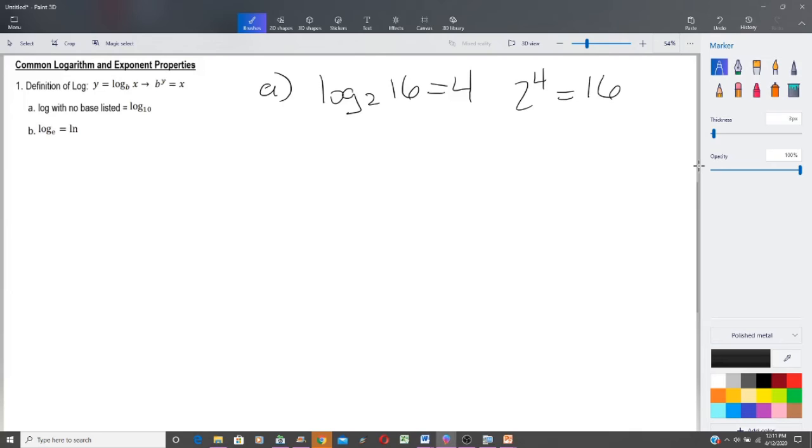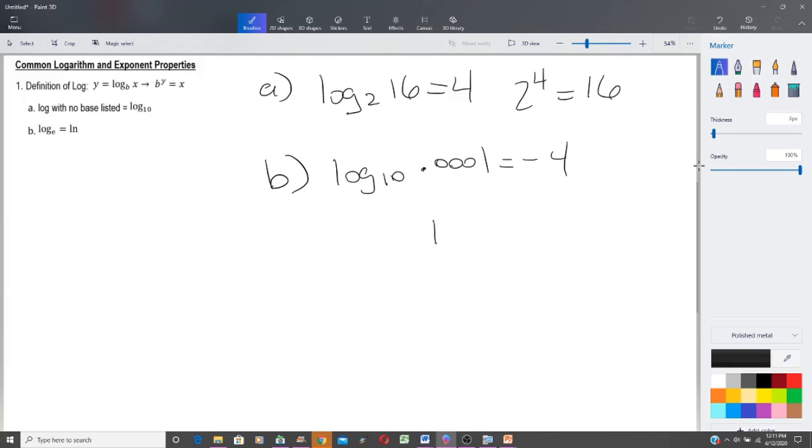Okay, part B, we have log base 10 of 0.0001 equals -4. It took a little bit longer to write that one out than the first one did, so we'll do the answer below here. But we know it's going to be 10 is our base, our x value is 0.0001, and our y value is -4.